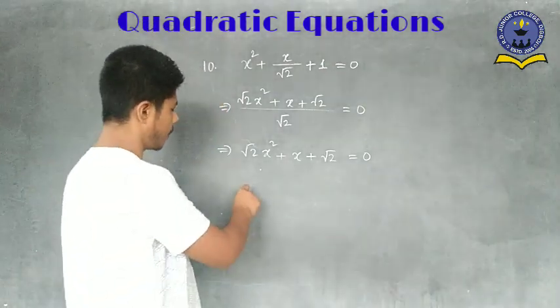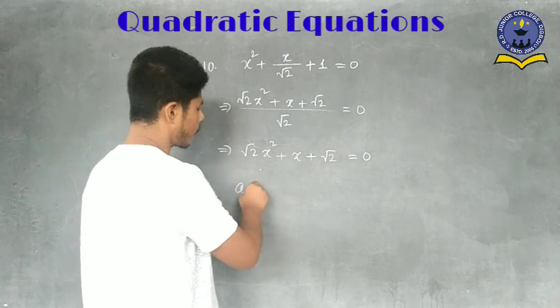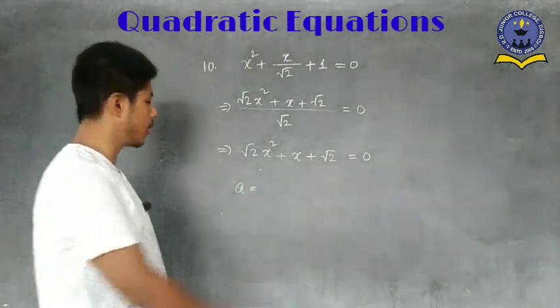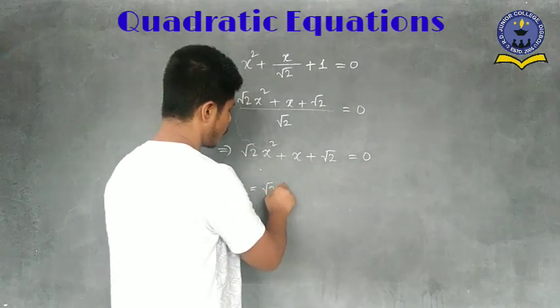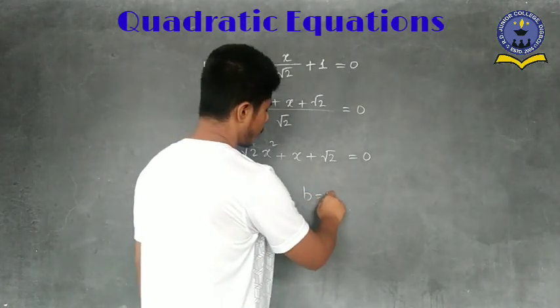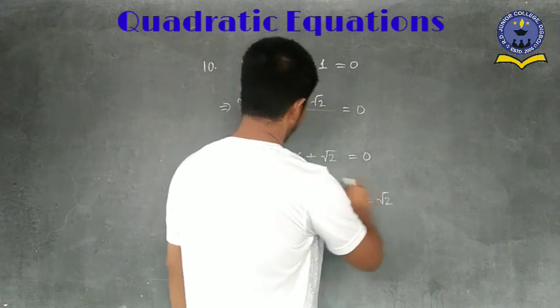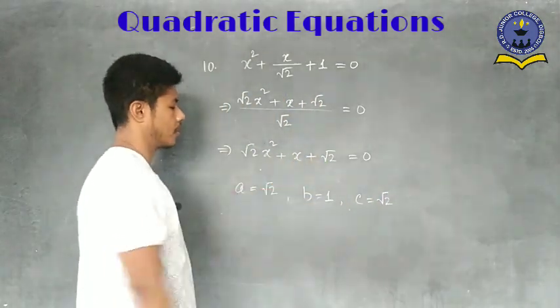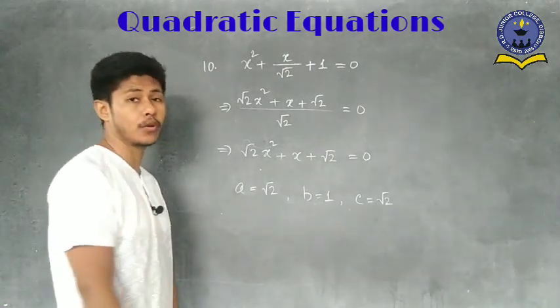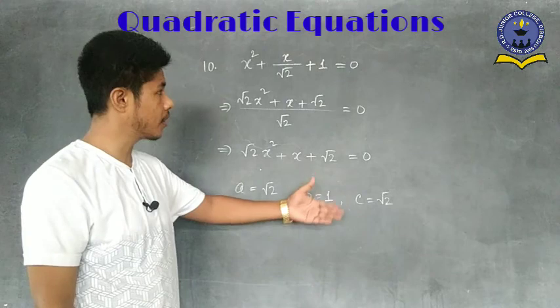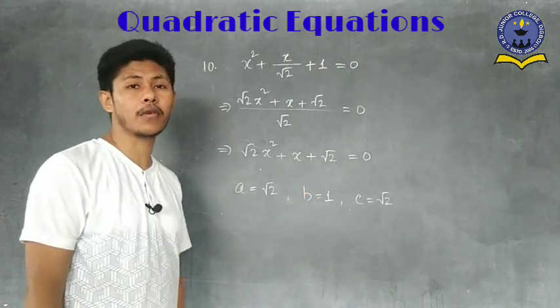So in this case, if we compare with ax square plus bx plus c, then here a means root 2, isn't it? B means what, b means 1, and c means here root 2. So ax square plus bx plus c, that means ultimately a is root 2, b is 1 and c is equal to root 2. So if we get these 3, now we can easily apply the formula here.